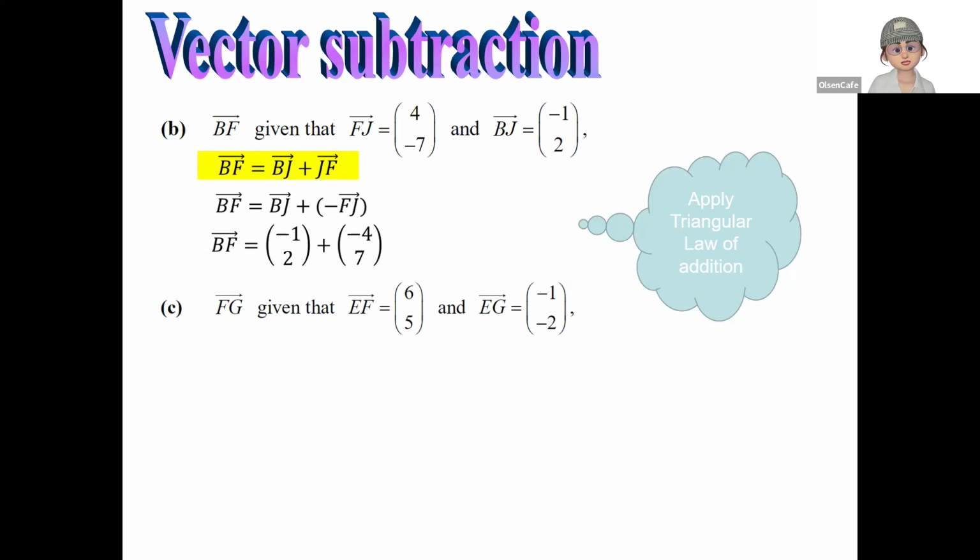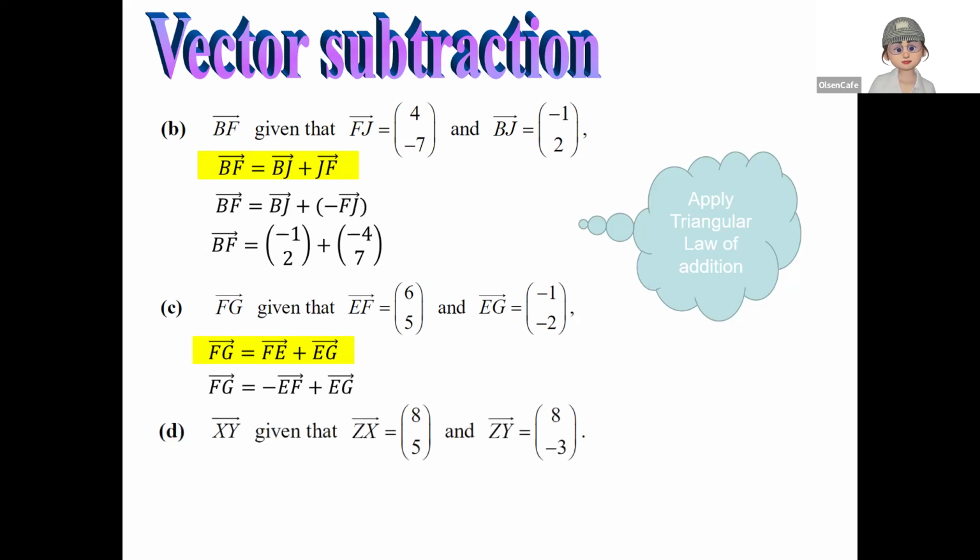The next one we want to find is FG. Again, we're going to apply the triangle law of vector addition. I know that FG equals FE plus EG, with E as the intermediate point. If we make the observation, EG I already have. What is given is EF, but what I need is FE. There is a relationship between EF and FE: you just reverse the direction.